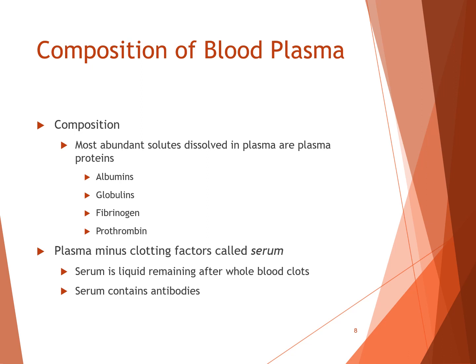Two other components that are also in plasma are clotting factors, and these clotting factors are called fibrinogen and prothrombin. When we have plasma minus the clotting factors, we call that serum. How we get serum is we take a sample and allow the blood to clot at the bottom, and the liquid part that is left is referred to as the serum. Now, the serum still contains antibodies, so it can be helpful in treating patients who have a need for specific antibodies.